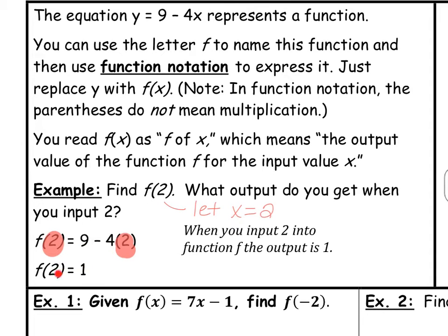So if we evaluate this function up here for x equal 2, our input is 2 and our output is 1. And if we wanted to write that as an ordered pair, when we put in 2, we got an output of 1. It's basically just taking this x out of the equation and plugging in whatever value we put inside the function.